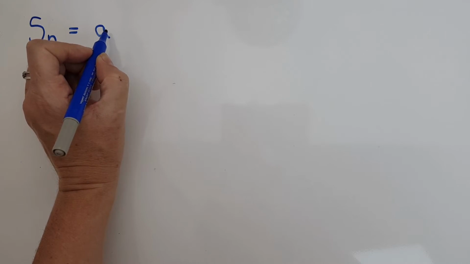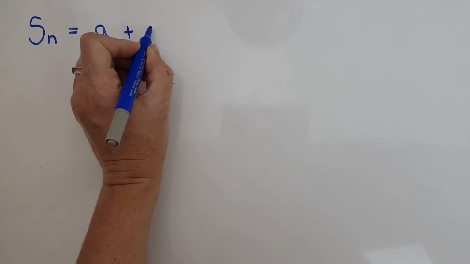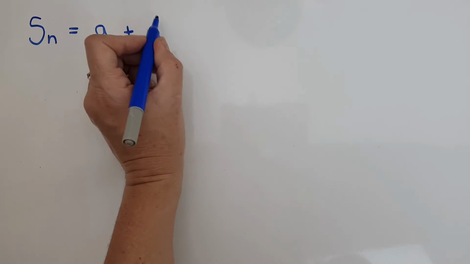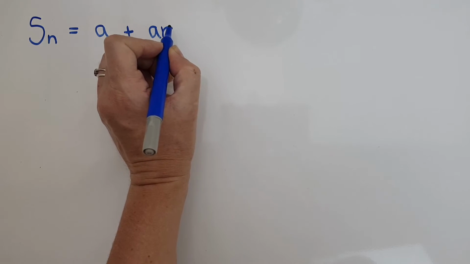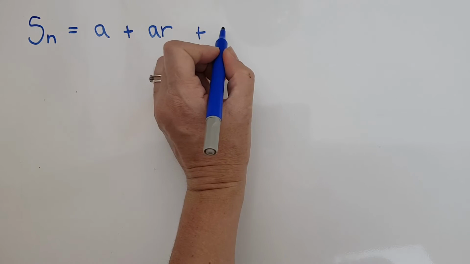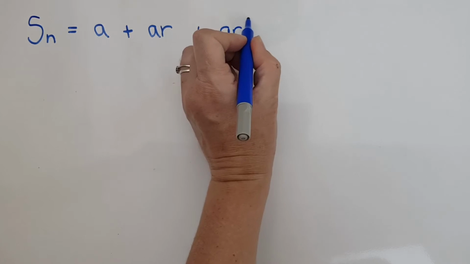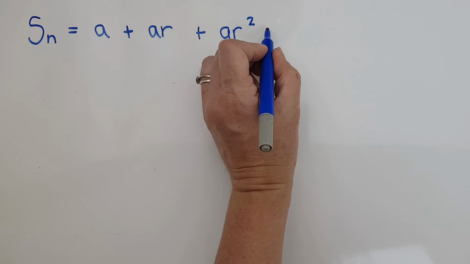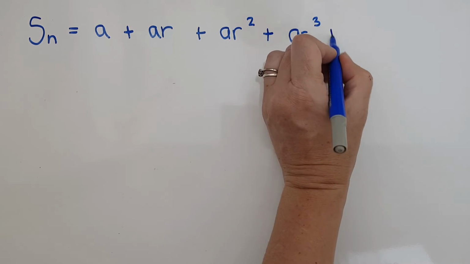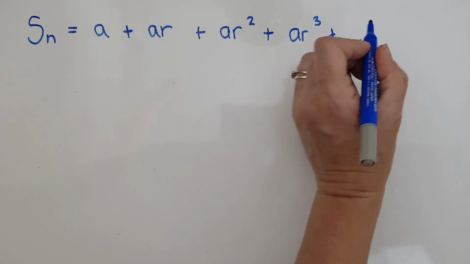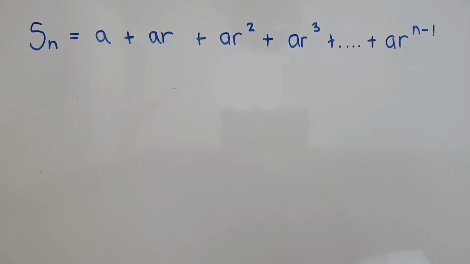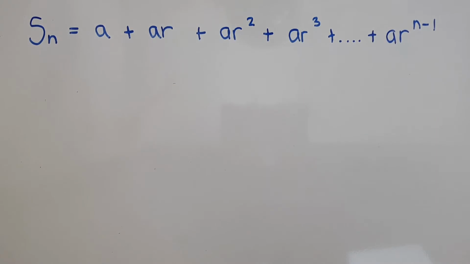Okay, and then my second term is going to be a, but it's the one we have times by r, so my second term will be ar in terms of a and r. Okay, my next one is going to be ar times another r, so it's going to be ar squared. You see where this is going? Okay, then I'm going to have ar to the 3, and it's going to keep on going until I have ar to the n minus 1. Okay, so our tn term, our last one.